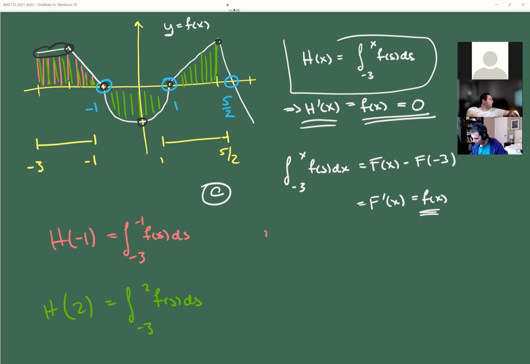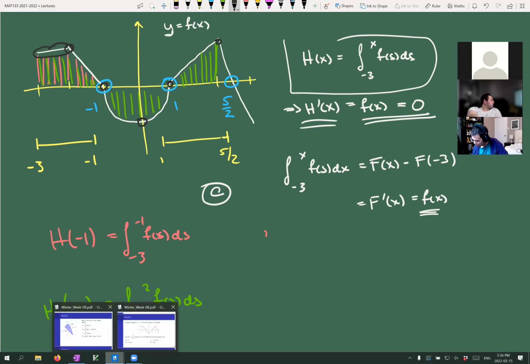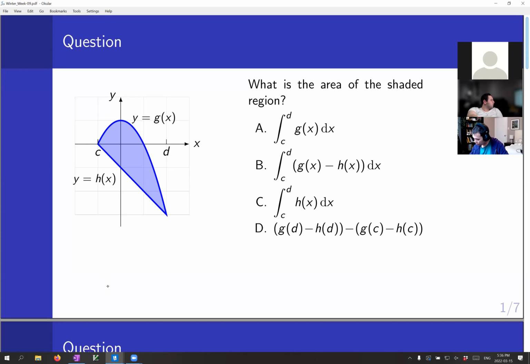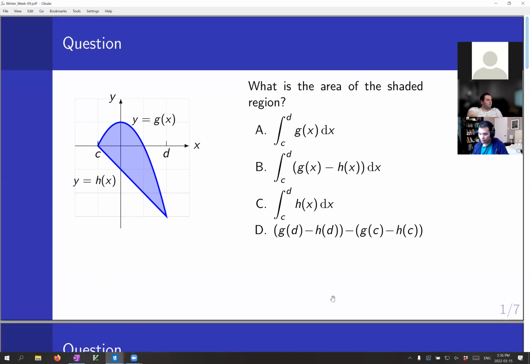Okay, so let me switch over to this week. And which one do I want to do? This is question 1. Yeah, we should probably just start here, right? Let's start with a relatively straightforward one.